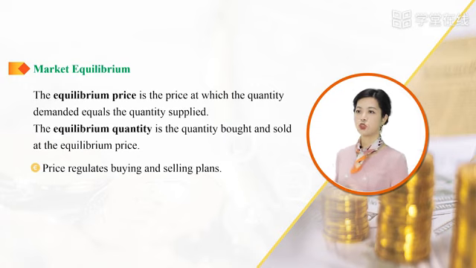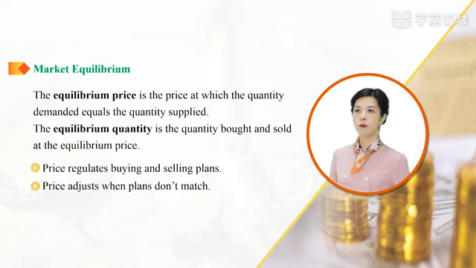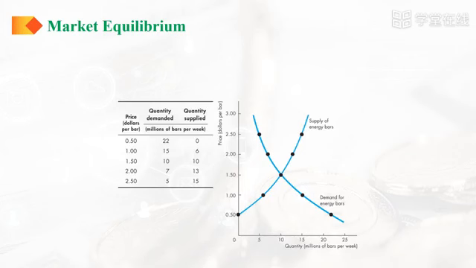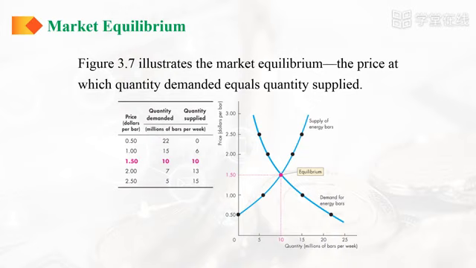If the price is too high, the quantity supplied exceeds the quantity demanded. If the price is too low, the quantity demanded exceeds the quantity supplied. There is one price at which the quantity demanded equals the quantity supplied. Let's work out what the price is.